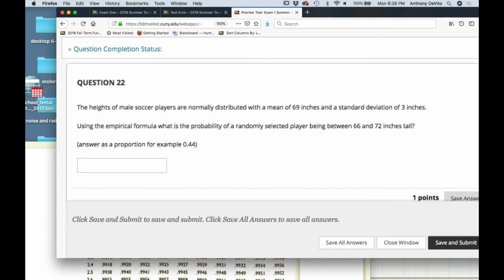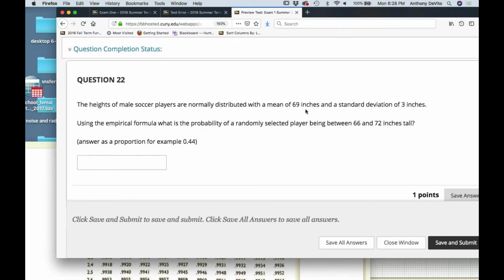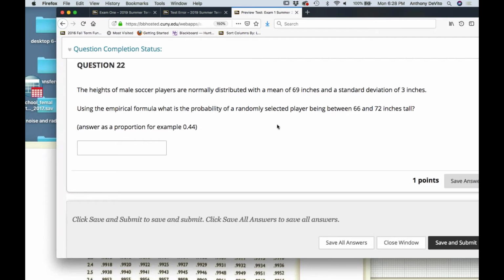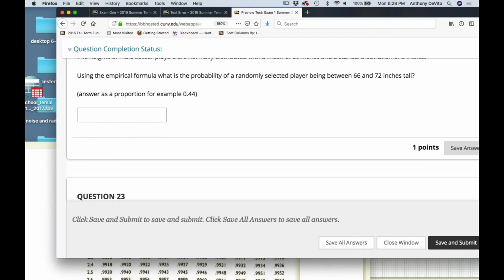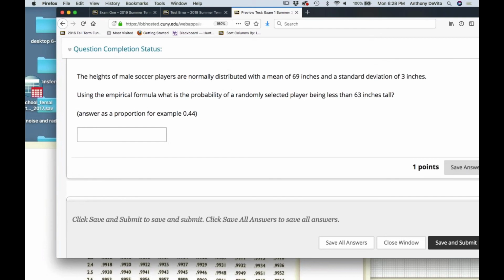Heights of major soccer players are normally distributed, mean 69 and standard deviation 3. Use the empirical formula. What is the probability of randomly selecting a player between those heights? So we've done this. I'm not going to go over that one again.